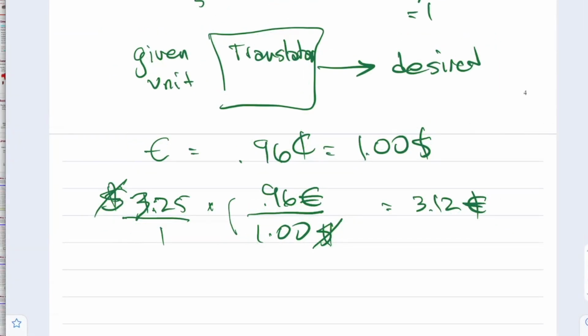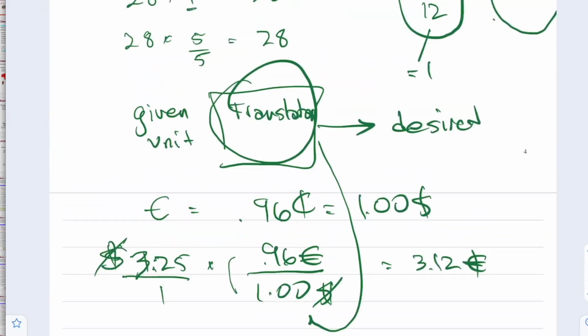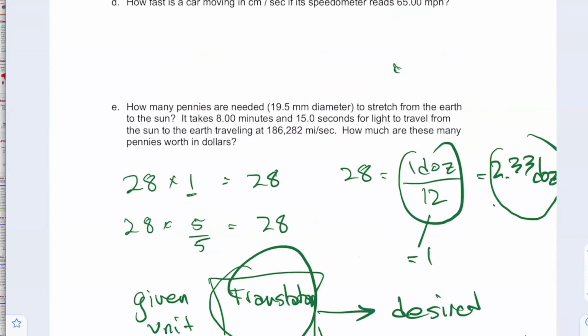So the key here is the translators. If we go back to this problem right here, what you need to do is write down all the conversion factors that are available in this problem. So let's read this. How many pennies are needed? So our final answer is pennies, because that's what this question is asking. How many pennies are needed?